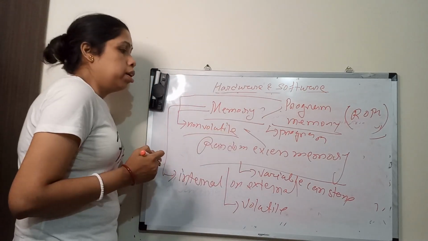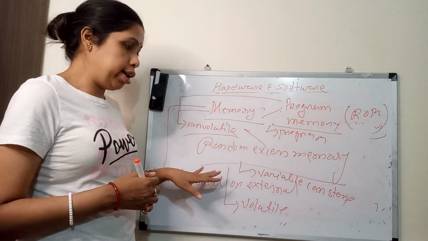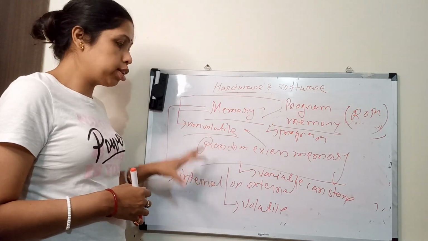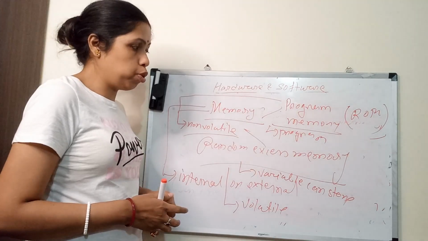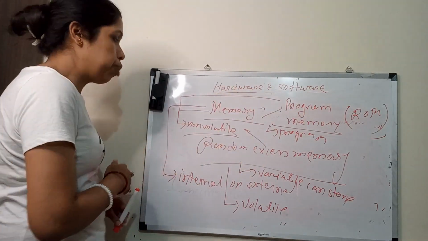Here also you can store a program, but not permanently. You can manipulate it. If you need to manipulate the program, you can store it in the random access memory. For permanent purposes, you can store the program inside the program memory.